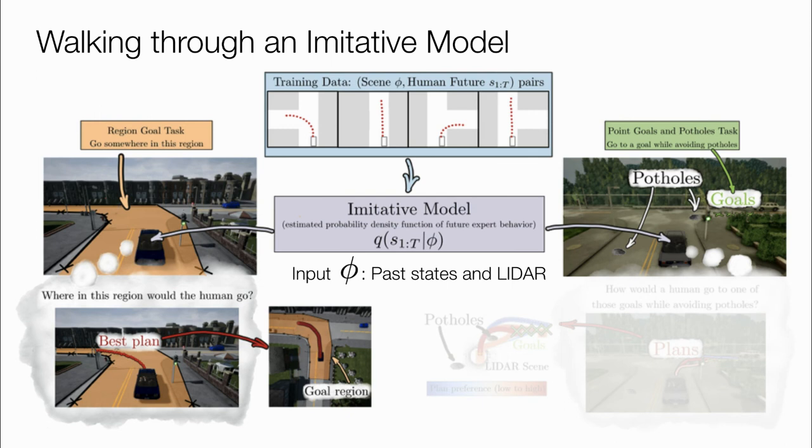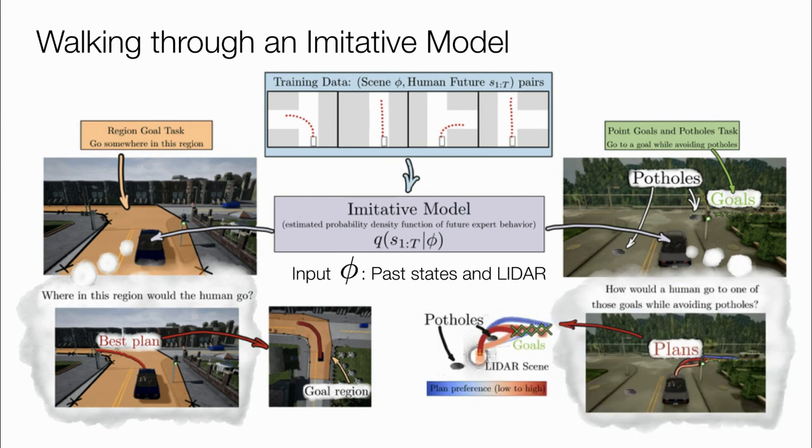As long as the task can be specified as a function of a trajectory, then we can apply a deep imitative model to it. Here, the task is to navigate to one of several goal positions while avoiding potholes specified as a cost map. The best plans look as expert-like as possible while still achieving the joint objectives of avoiding potholes and navigating to a goal position.